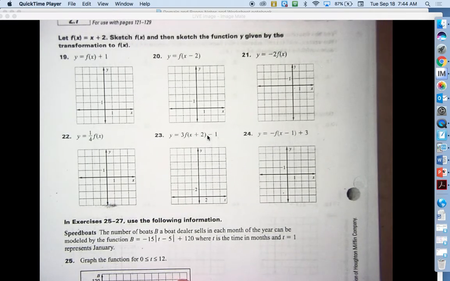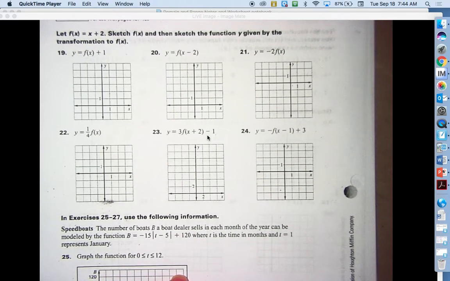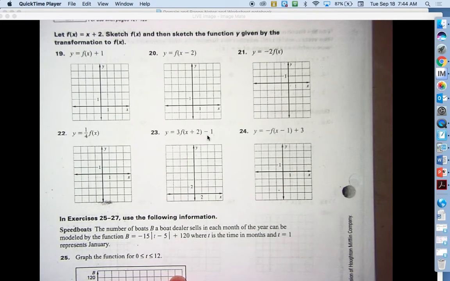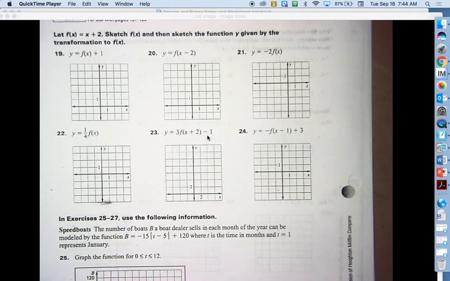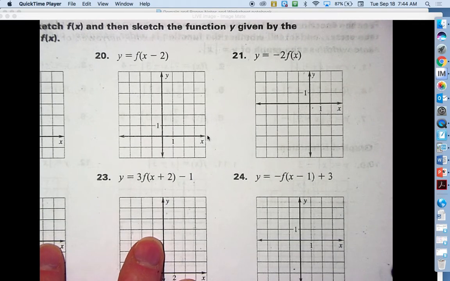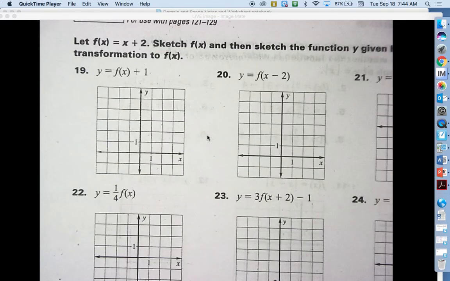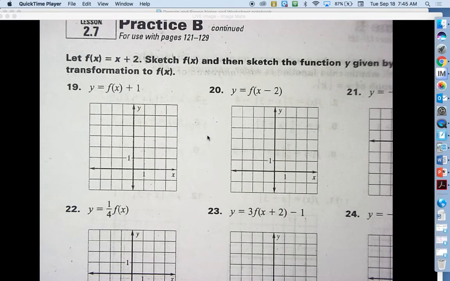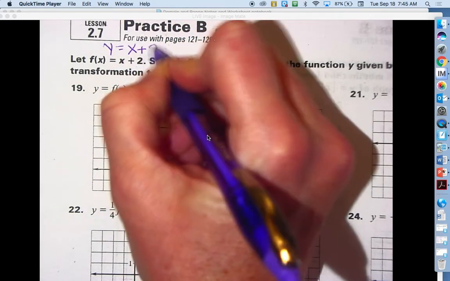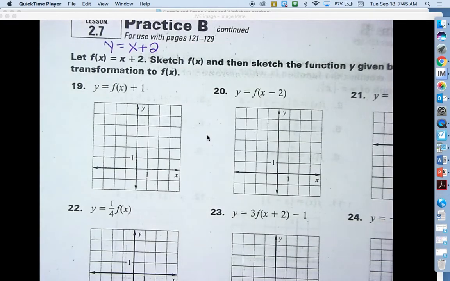But if you look at the directions, it says let f of x equal x plus 2. Sketch f of x and then sketch the function y given the transformation to f of x. So if you look at number 20, just start at this one and then we'll look at 24. The first thing you're asked is to sketch f of x. And that's this equation, f of x equals x plus 2, or you could say y equals x plus 2. Either one.